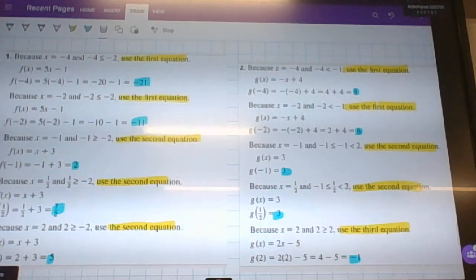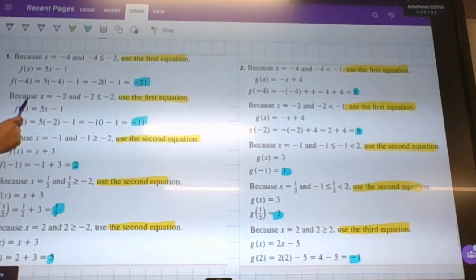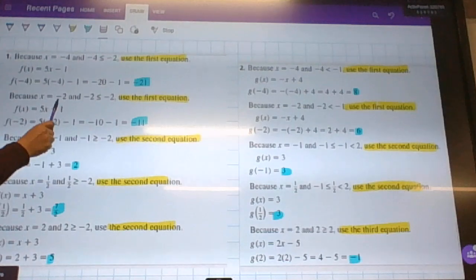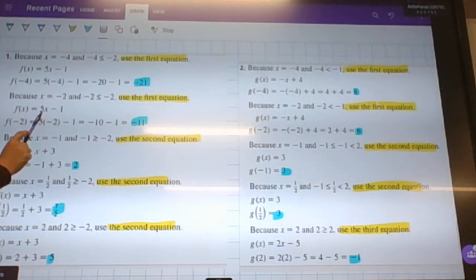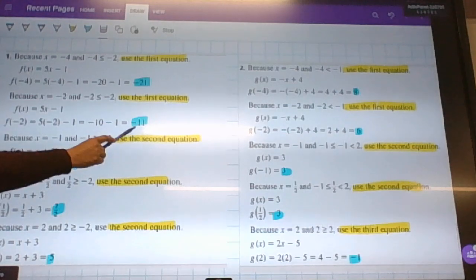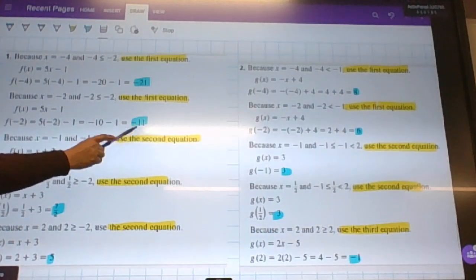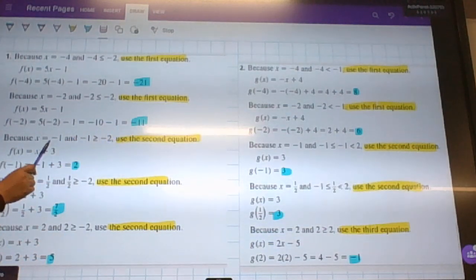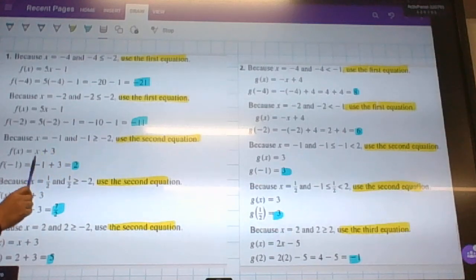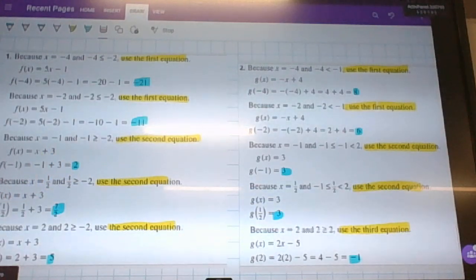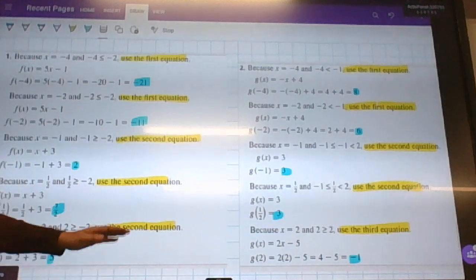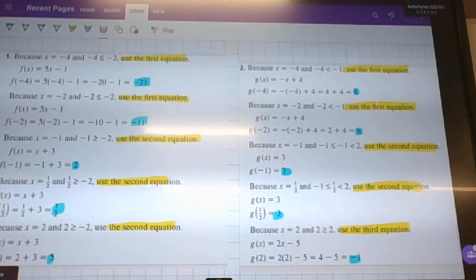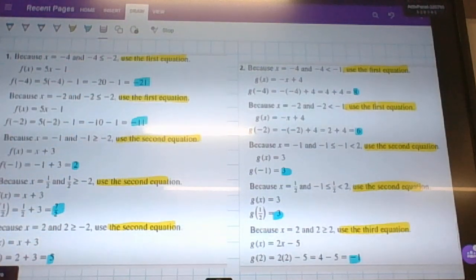Just plugging in. And the second time, you had to plug in -2. You used the first equation. Put your -2 into 5x minus 1, and you end up with -11. And then you plug in -1. Use the second equation. You get 2. So the yellow tells you which part you're supposed to plug into, and the blue tells you the answer you should have got out, and then the stuff in the middle shows the work.